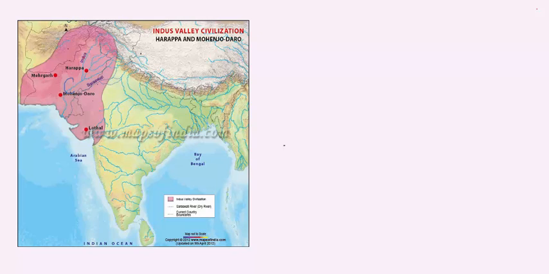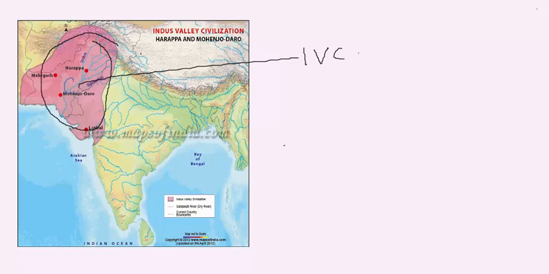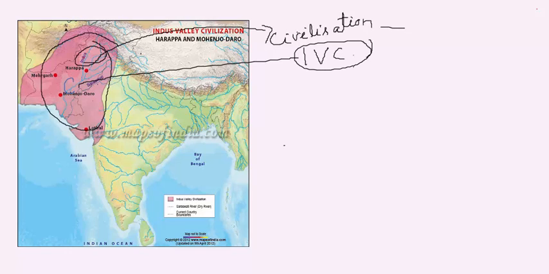Actually, what is Indus Valley Civilization? If you look at this map, you'll find pink areas. These pink areas are known as Indus Valley Civilization. Why is it so called? It's because in this area there is one river called Indus. On this river one civilization flourished that is called Sindhu civilization or Indus Valley civilization.